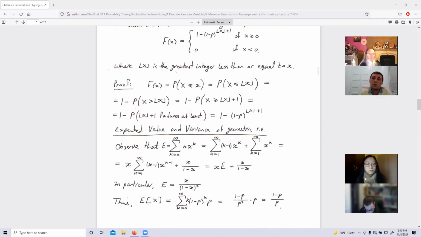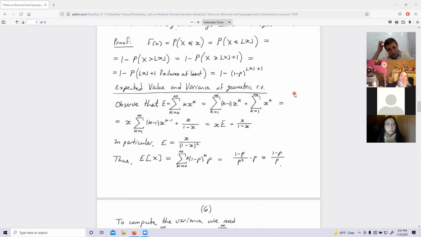So you can do that also with series. You see, with the idea of this calculation, it avoided doing series, but you could easily do that with series. So I just manipulate it. This means that I have at least this many failures, right? And to have at least this many failures, it means that the first floor of X plus 1 are failures. And then I have 1 minus that, yes? Think about it.